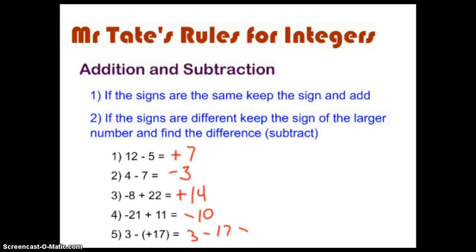And we see the signs are different. We will keep the sign of the larger, which is negative from the 17. And the difference between these two is 14. So we've done the first and second, the addition and subtraction.